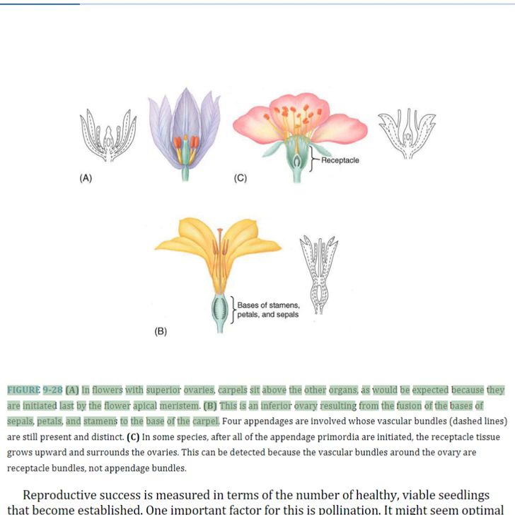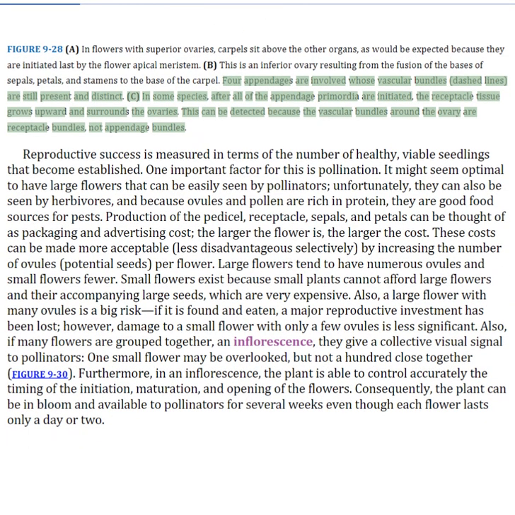Figure 9.28. In flowers with superior ovaries, carpels sit above the other organs, as would be expected because they are initiated last by the flower apical meristem. This is an inferior ovary resulting from the fusion of the bases of sepals, petals, and stamens to the base of the carpel. Four appendages are involved whose vascular bundles are still present and distinct. In some species, after all of the appendage primordia are initiated, the receptacle tissue grows upward and surrounds the ovaries. This can be detected because the vascular bundles around the ovary are receptacle bundles, not appendage bundles.